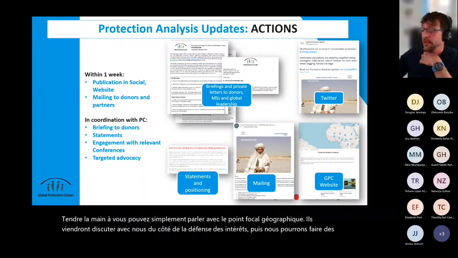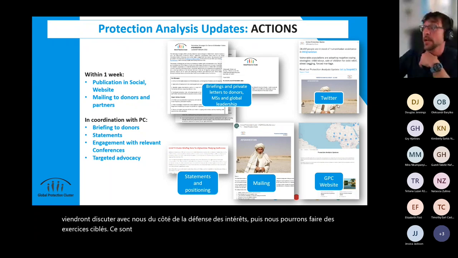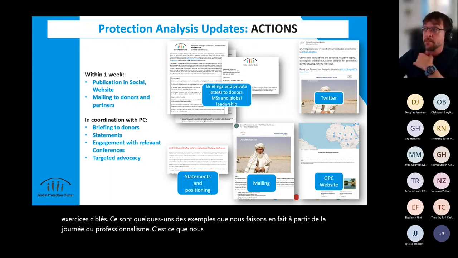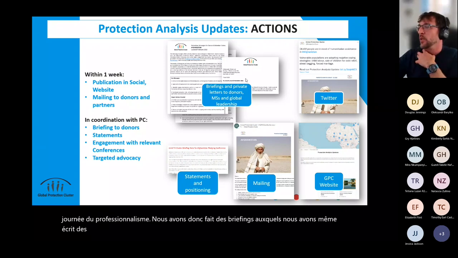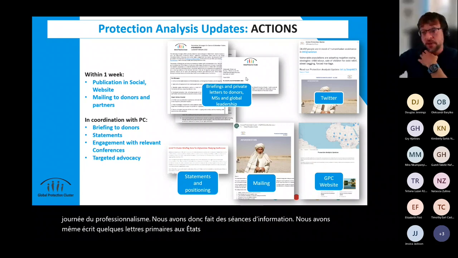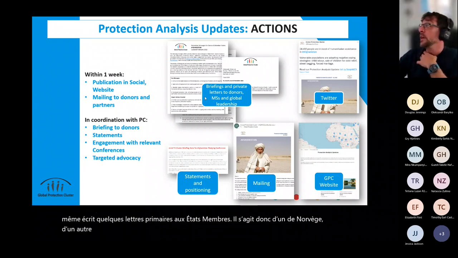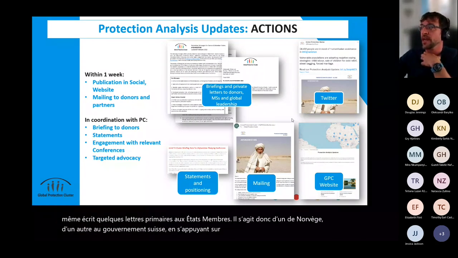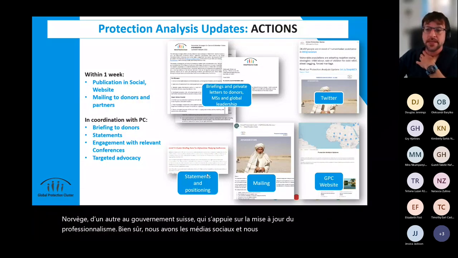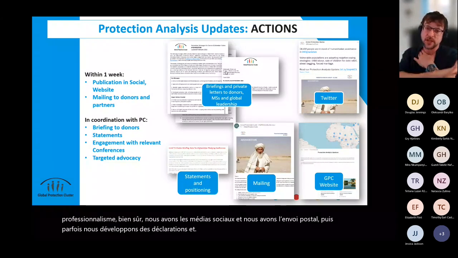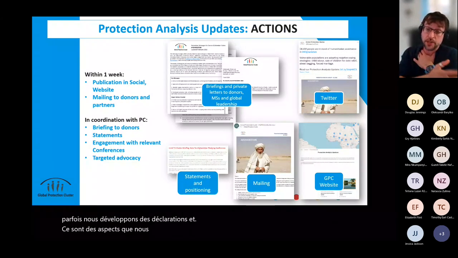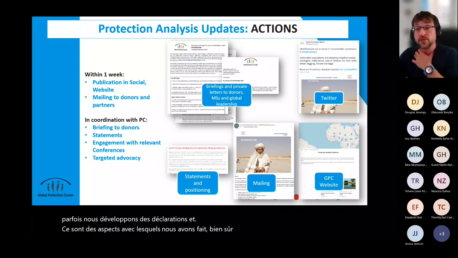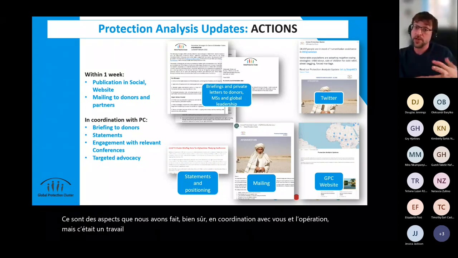These are some of the examples of what we actually do starting from the protection analysis update. So we've been doing briefings. We even wrote some private letters to member states, one from Norway, another one to the Swiss government, building on the protection analysis update. Of course, we have social media, we have the mailing, and then we sometimes develop statements and positioning. These are aspects that we've been doing, of course, in coordination with you in the operation, but this was fully the work of the global protection cluster thanks to the protection analysis update.